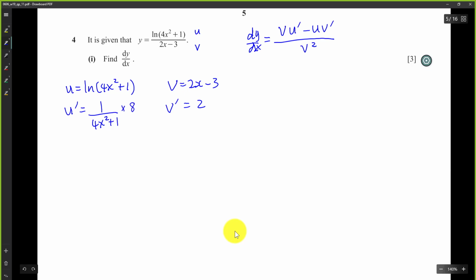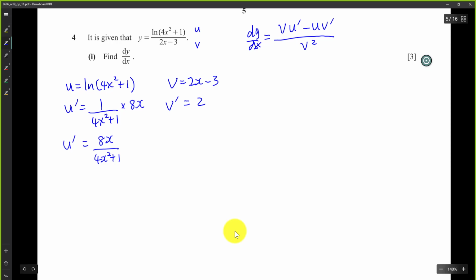This is 8x. Isn't it? If I differentiate 4x squared plus 1, I'm actually getting 8x. So yeah, I will just regroup them, become 8x over 4x squared plus 1. This is my du dx. Okay, this one actually, you can write du dx or u prime, it's the same thing. Alright, then I want to find dy dx, I will just kind of group them together. And the good news about IGCSE is actually you don't need to simplify so much about the equation. You can leave the unsimplified form in this pattern, but you still need to simplify a little bit lah.